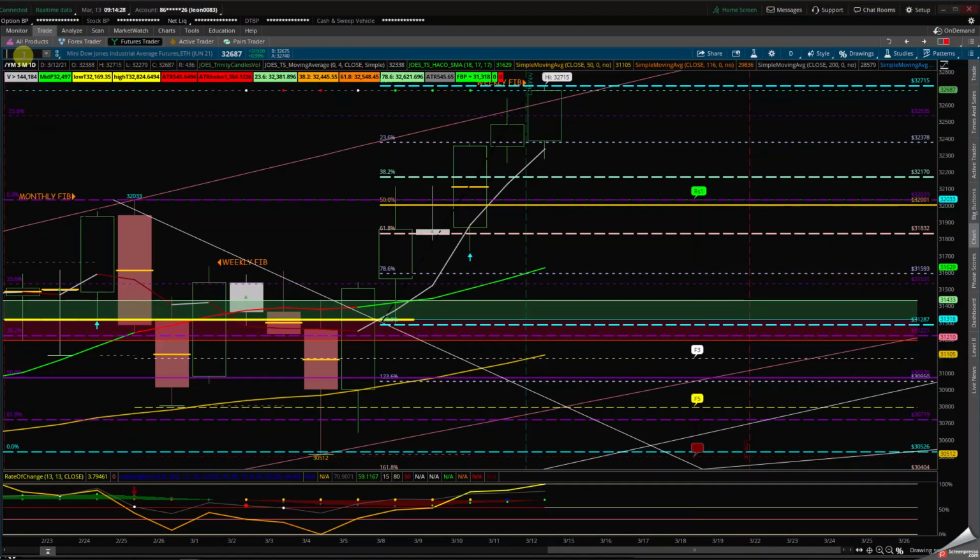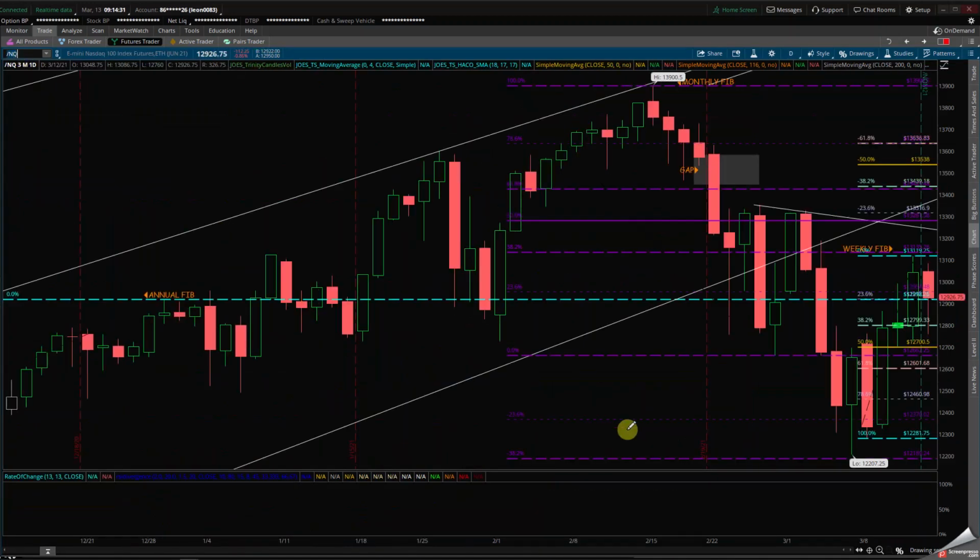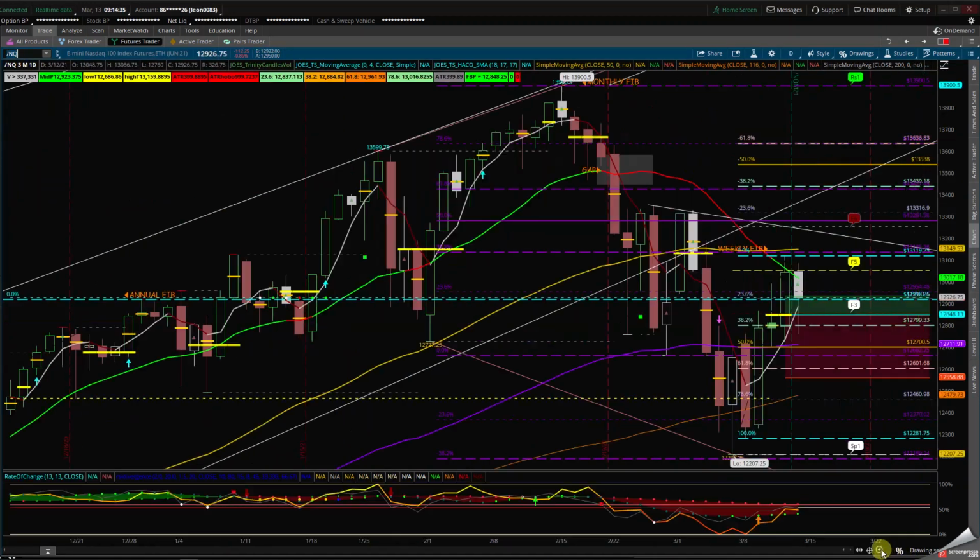Let's take a look at the last but not least, the NQ, the Nasdaq. We're going to zoom down so we can get the overall market. As you can see, this was the annual high on December 28. Then we look below, consolidated for almost a week and a half. We broke up, we retested it, and we broke higher on the monthly fib.